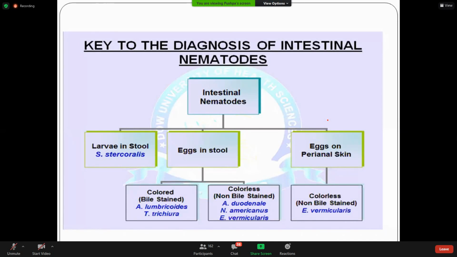And which worm is most common in Pakistan? I have answered Sidrat already.